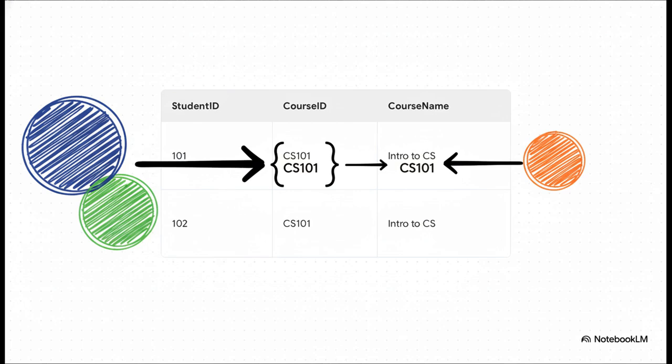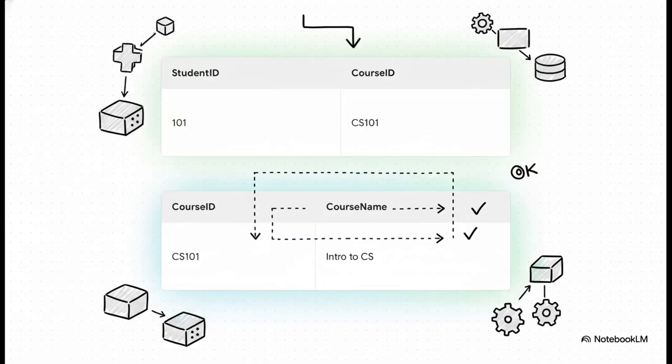But take a look here, the course name. Does that depend on the student? No, it only depends on the course ID. That's what we call a partial dependency, and it's a problem. So how do we fix it? Simple. We split the table.